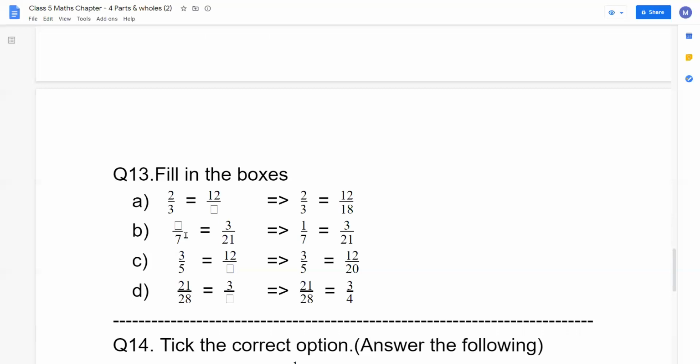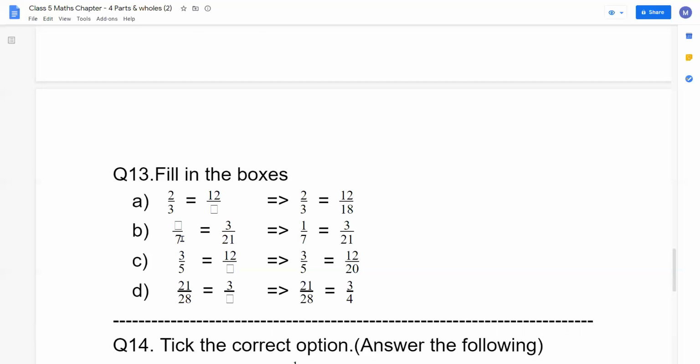Second one, blank upon 7 equals 3 upon 21. Here the reduced one is given first, and the blank is coming there. So 3 by 21. Here the numerator is not known, but the denominator, if you see here, 21 and 7.